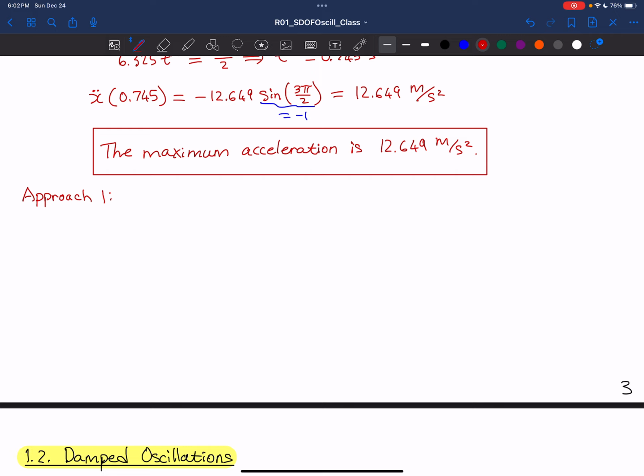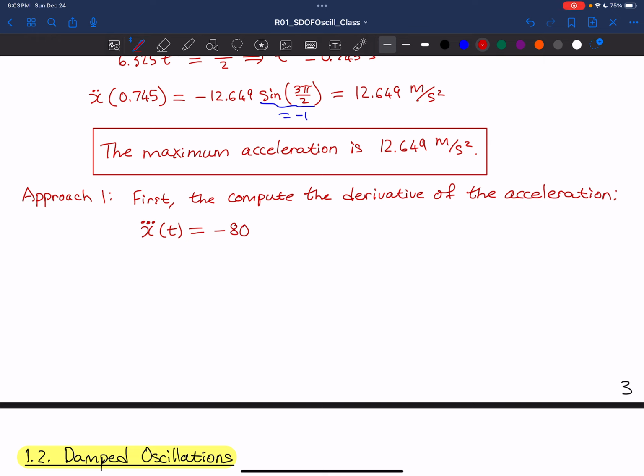Okay, so first we're going to compute the derivative of the acceleration, which is known as the jerk. Again, with respect to time, this will be x triple dot of t. Like I said, this is called the jerk. However, we won't encounter it very often. If you go ahead and take the derivative, you'll find that this is equal to 80 times the cosine of 6.325t.